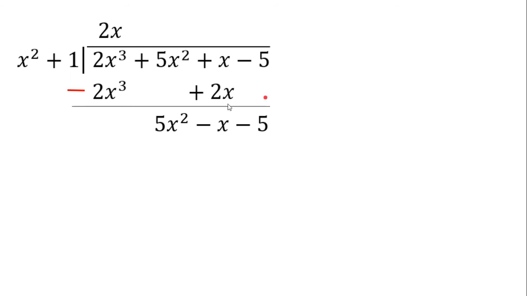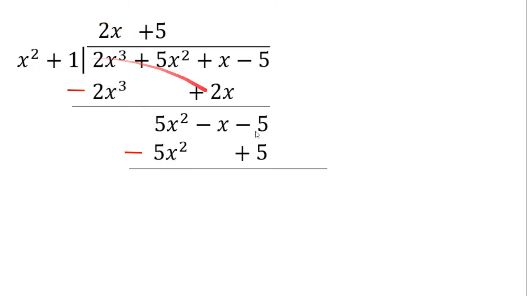All right, now we're going to start the process over again. x squared times what will get us 5x squared? Well, that's just a 5. Now we're going to multiply both of these terms by 5. And again, I'm going to line them up correctly underneath their like terms. So 5 times x squared is 5x squared. 5 times 1 is 5. And now I'm going to subtract.